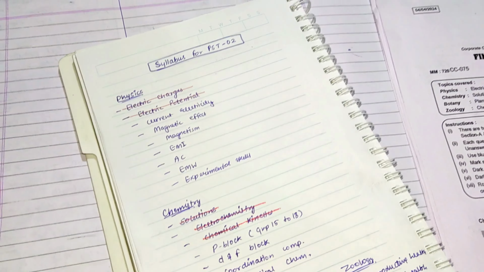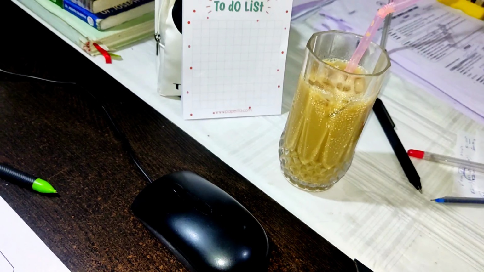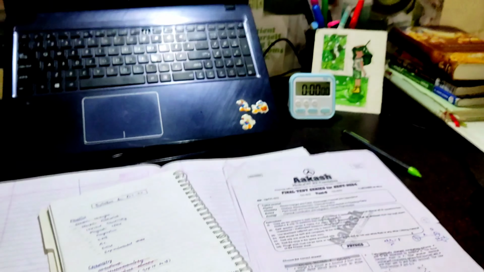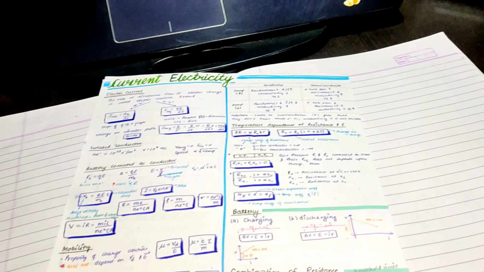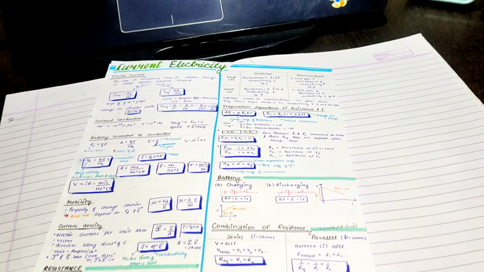So right now I'm gonna prepare for PST2, and I'm gonna start with current electricity. And I've also made this coffee for myself because it's really necessary these days. So as usual, I'm gonna start revising current electricity from my short notes. So let's get started.